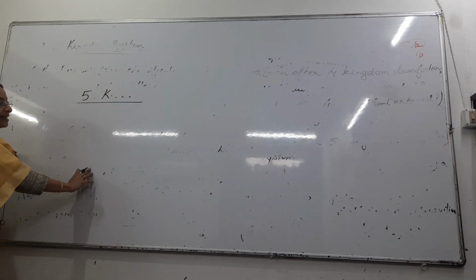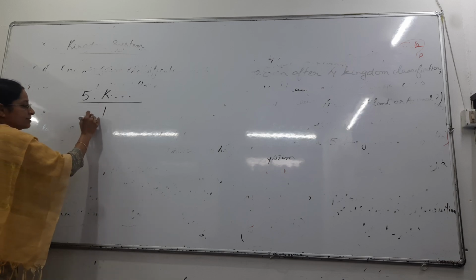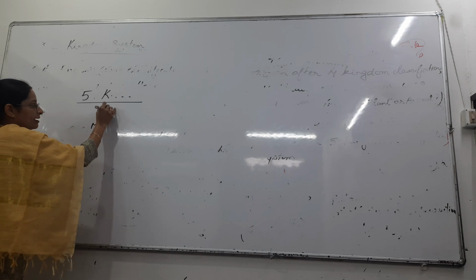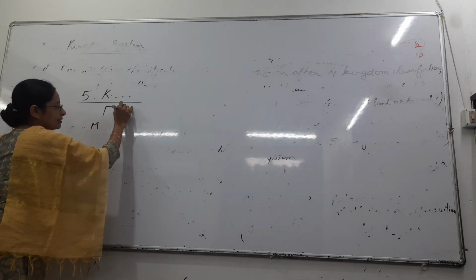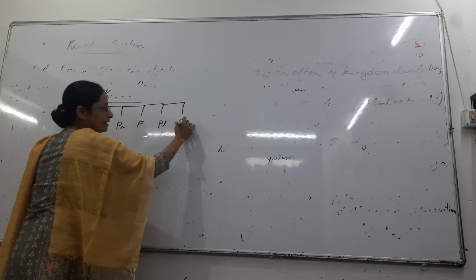Organisms are divided into five kingdoms. What are the five kingdoms? Monera, Protista, Fungi, Plantae and Animalia.